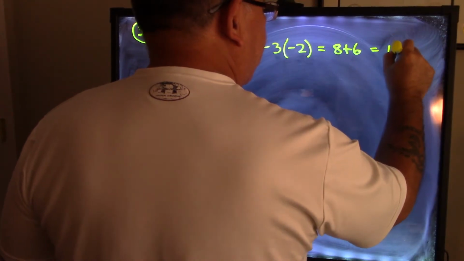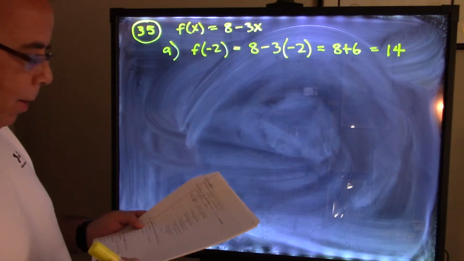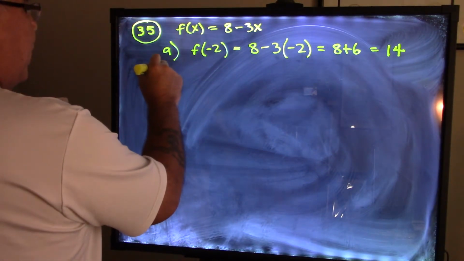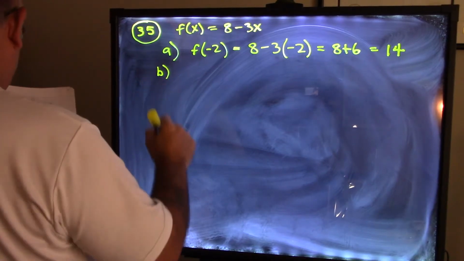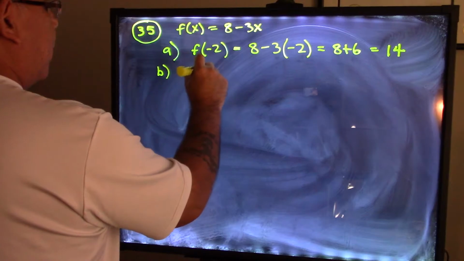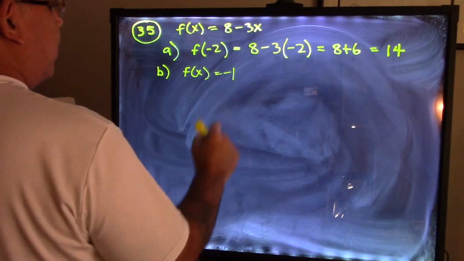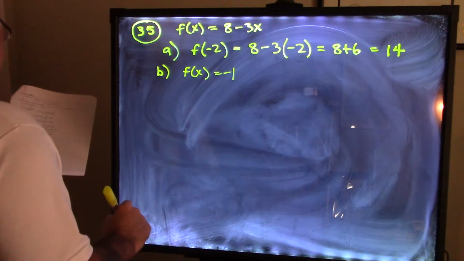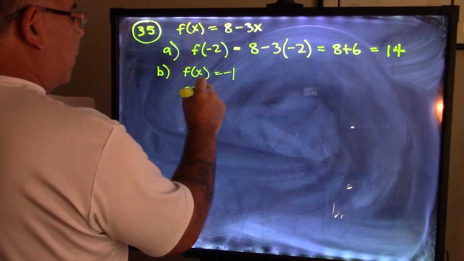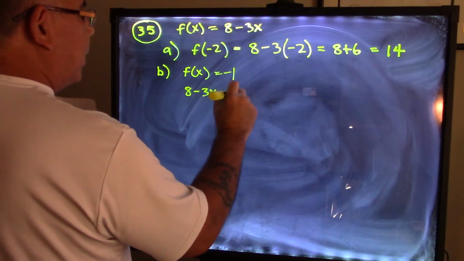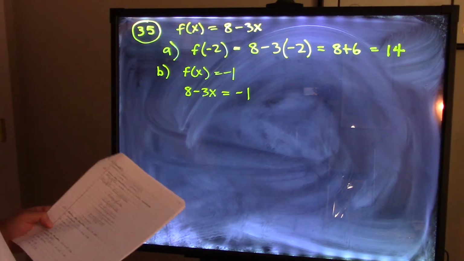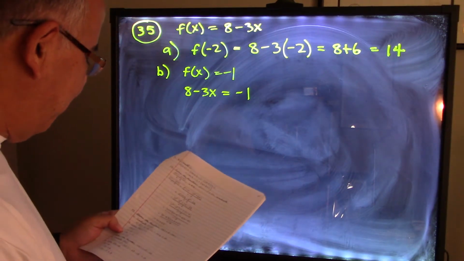Okay, that takes care of A. Part B. Solve f of x equals -1. Since f of x is 8 minus 3x, you write that down: 8 minus 3x equals -1. Now you want to solve this for x, because that's the variable there.